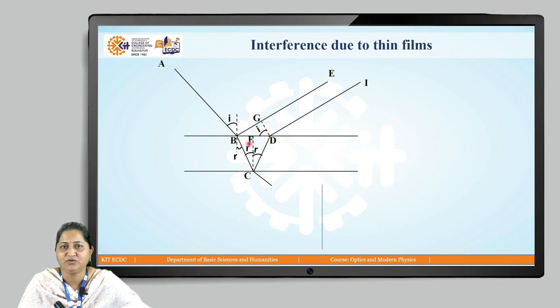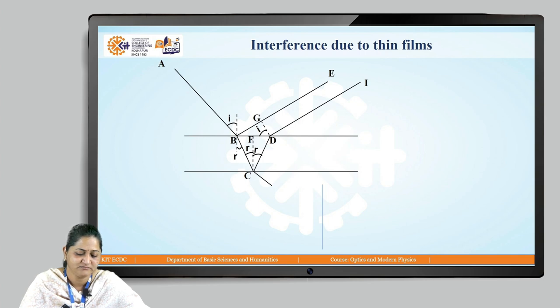So using this particular diagram, we may say that path difference between ray BE and DI is just BG. But BG is the extra path that is traveled by the ray BE, and meanwhile this ray DI has covered path of BC plus CD, and that too in a medium of refractive index mu. So now path difference we may write as mu, since we have to consider refractive index, BC plus CD minus BG.